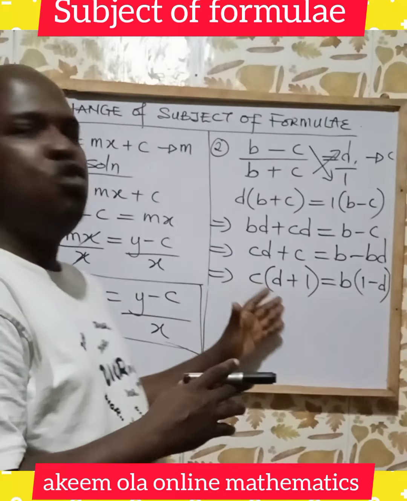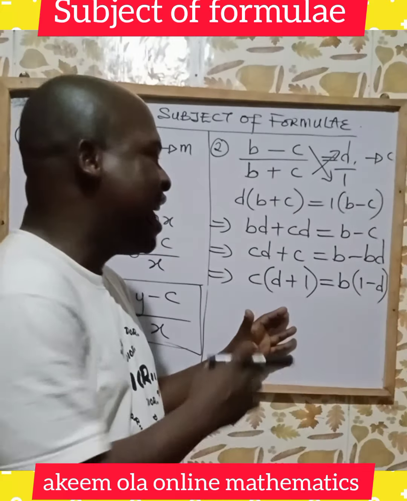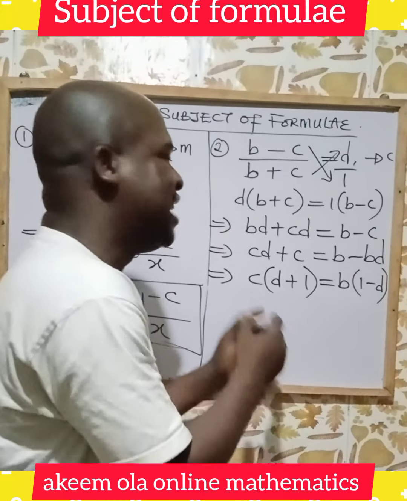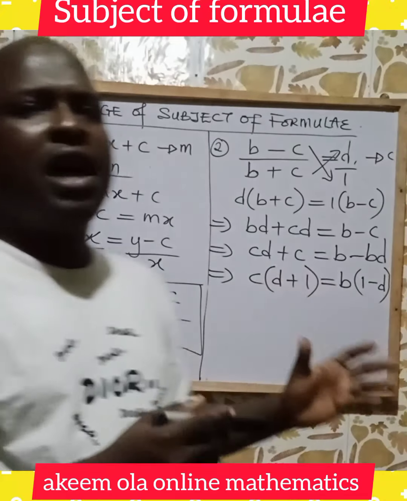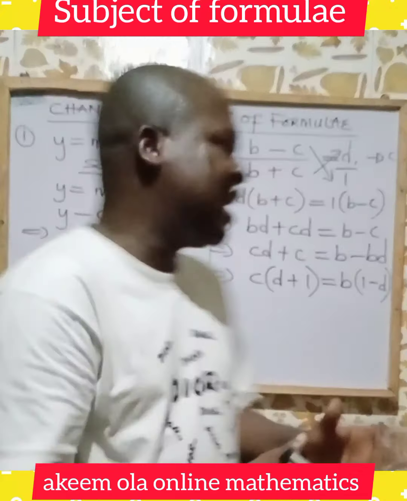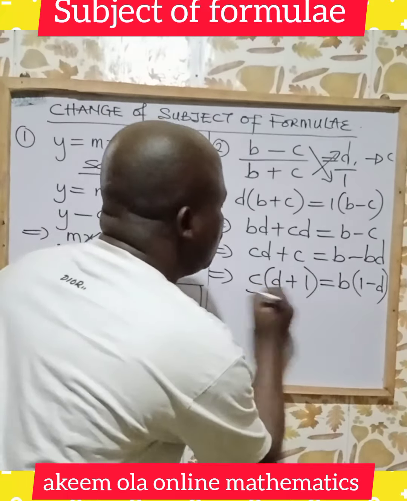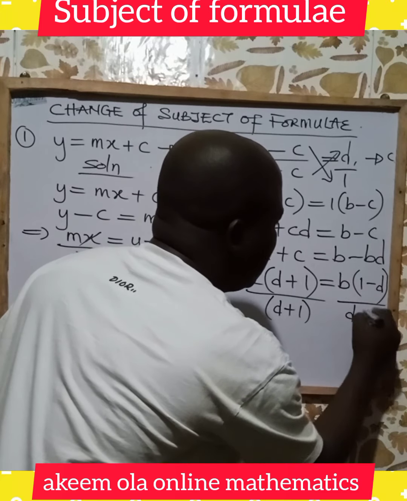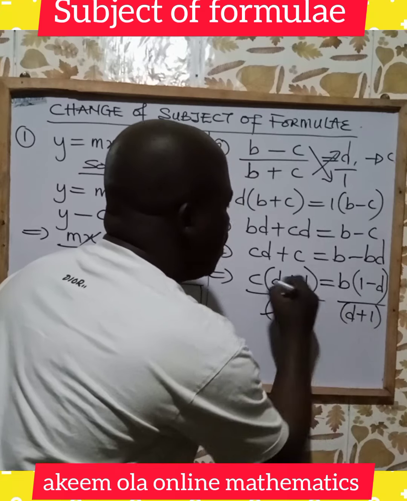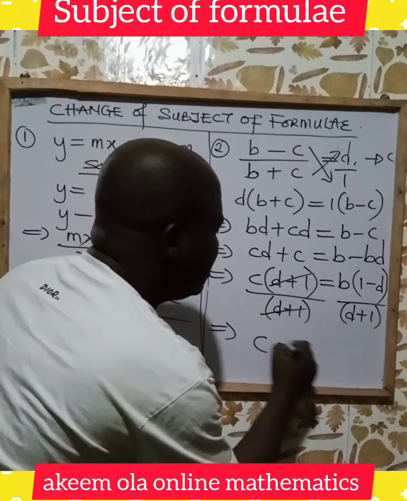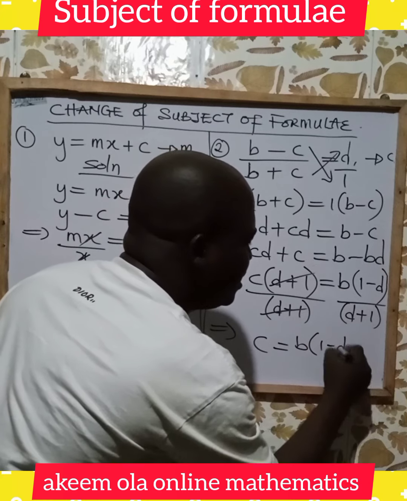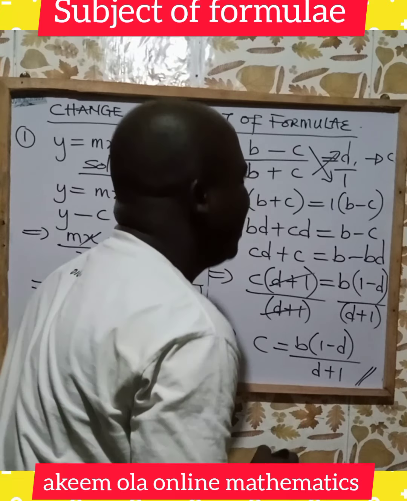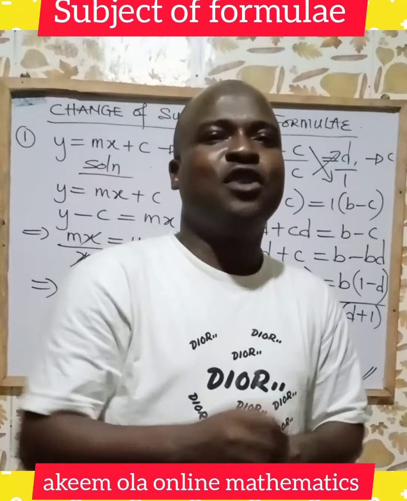So from here, I want to make C the subject of formula. That means only C will be here. And if only C is here, that means I need to remove this D plus 1 in bracket on both sides. And for me to remove this D plus 1, I am going to divide both sides by D plus 1. So here I am going to have D plus 1 in bracket. Here too I'm going to have divided by D plus 1 in bracket. That means D plus 1 will cancel here. I'll be left with C is now equal to B into 1 minus D all over D plus 1. And that is the end of the solution to the question we have here.